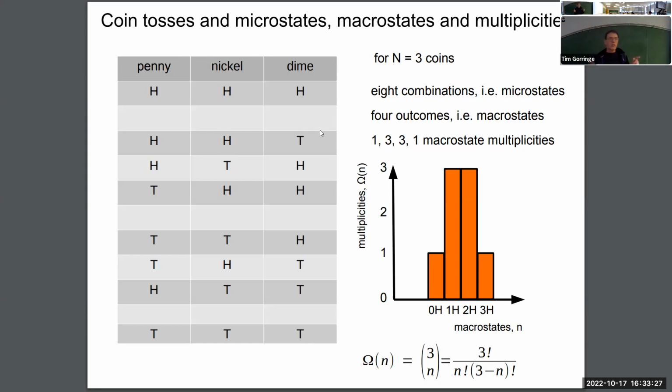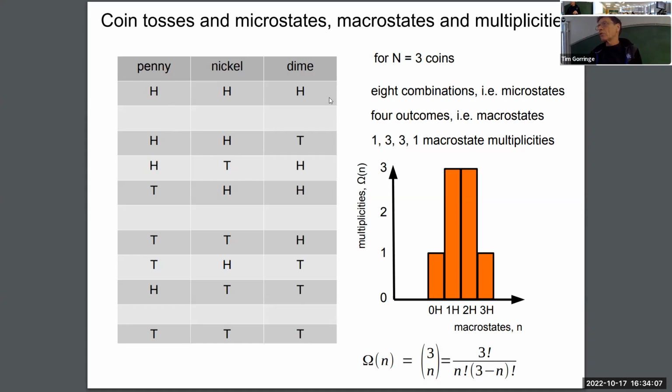Here I've imagined tossing 3 coins, and I've made a table of the possible combinations from tossing those coins and the possible what I would call outcomes from tossing those coins. And I'm going to introduce some new words for us, which are microstates, macrostates, and multiplicities. So for 3 coins, there are 2 cubed, so 8 possible combinations of the heads and tails of those 3 coins.